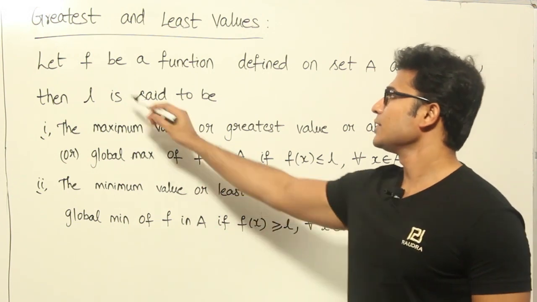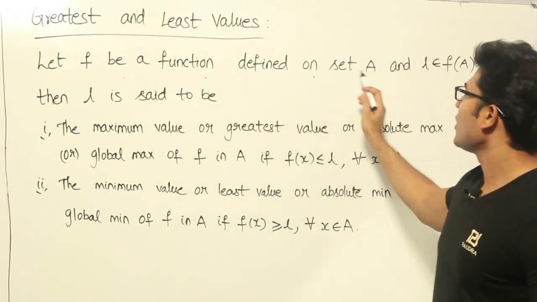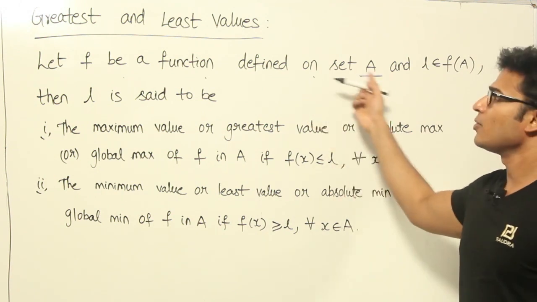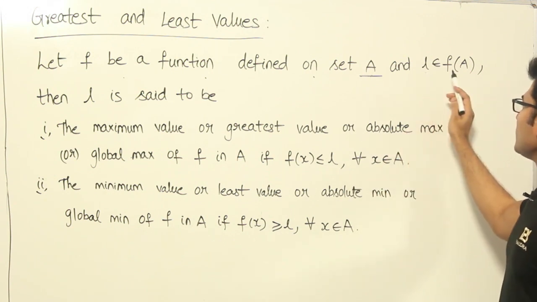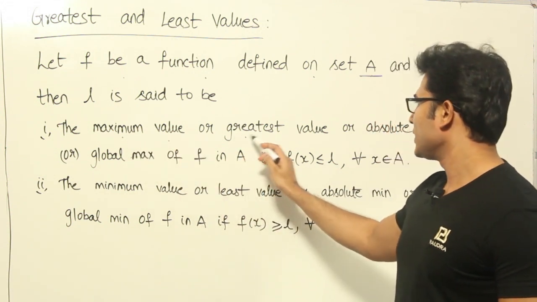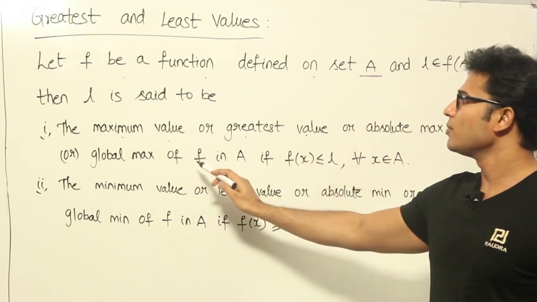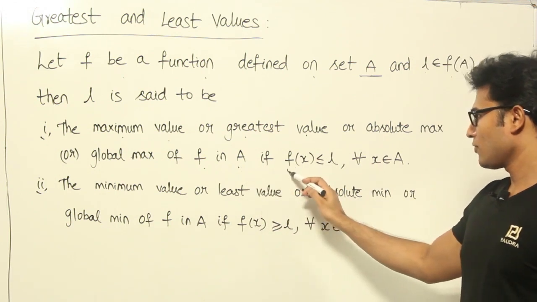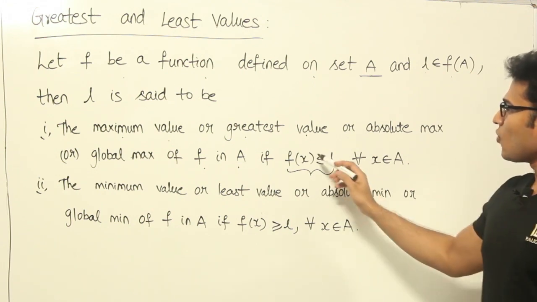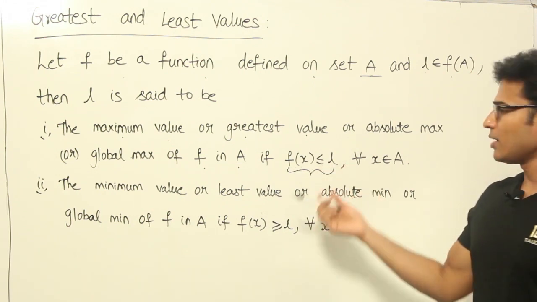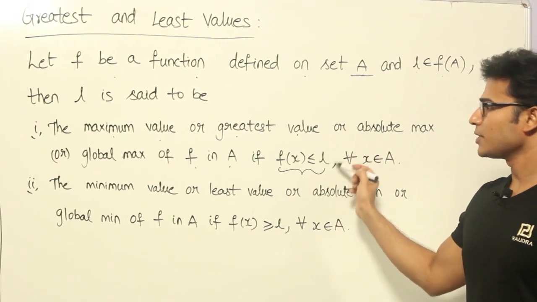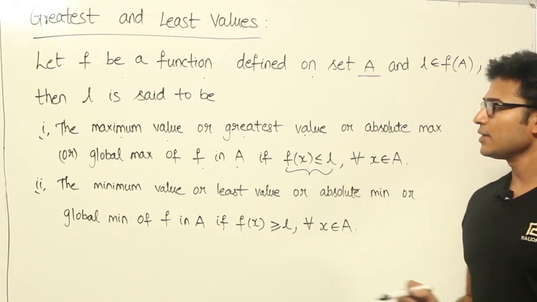So I'll just explain it in words. Let f be a function defined on a set A. So A is forming all the points which are present in the domain of the function, okay? And L belongs to f of A, then L is said to be the maximum value or the greatest value or absolute maximum or global maximum of f in A if f of x is less than or equal to L for all x belongs to A. It means that whatever other points you take, you compare with L, at all those points the value should be less than or equal to this particular value, right? Then you are going to say that that value is the maximum.